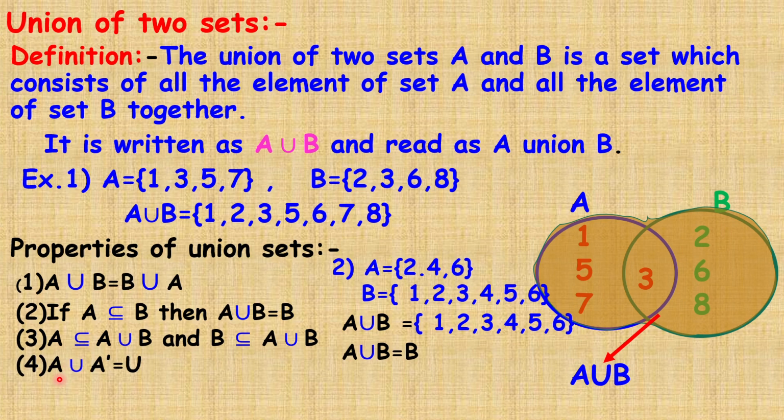Property 4, A ∪ complement of A is equal to the universal set. Means here the elements of set A are 1, 3, 5, 7 and the elements of complement A are 2, 6, 8, is equal to U, means the universal set. The elements in set A and A dash together make the universal set. Property 5, A ∪ empty set is equal to set A.